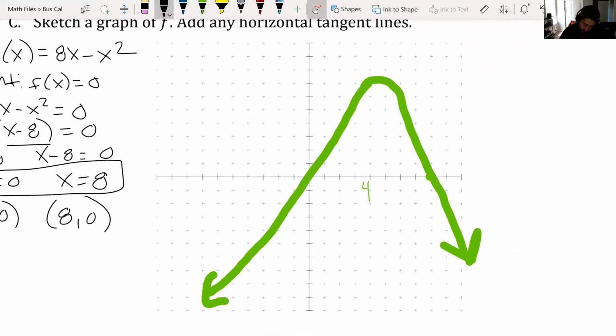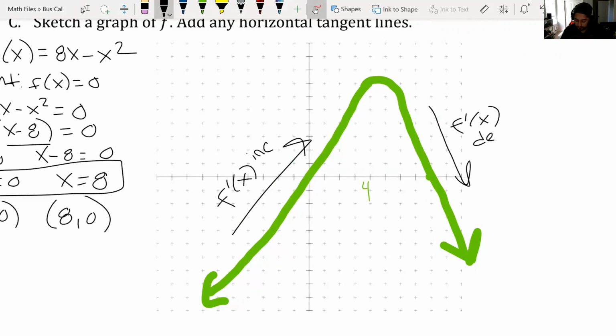This part here represents my derivative increasing. So all of this means f prime is increasing. And all of this means f prime is decreasing. There you go. If the derivative is increasing, this means the original function is going to increase from left to right. And if it decreases, this means the original function will fall from left to right. And that's our sketch.